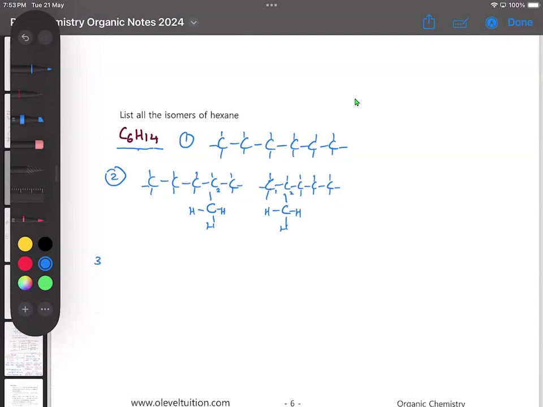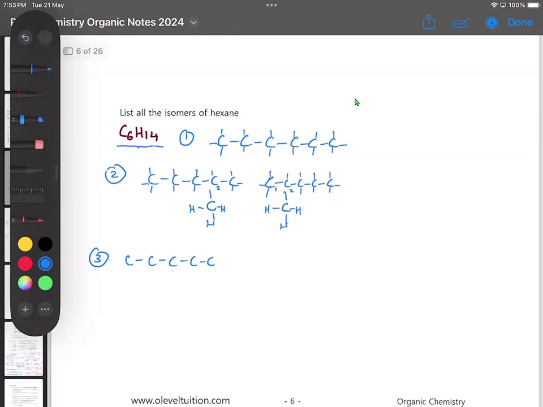Okay, the next thing that we can do is, again, we avoid the 2 carbon on the side. And then we have explored putting the carbon on the second carbon. But we haven't explored putting on the third carbon, which is here. So this gives us isomer number 3.